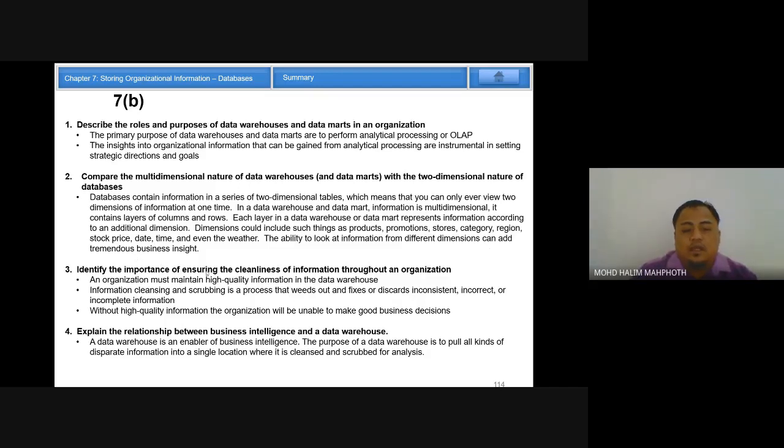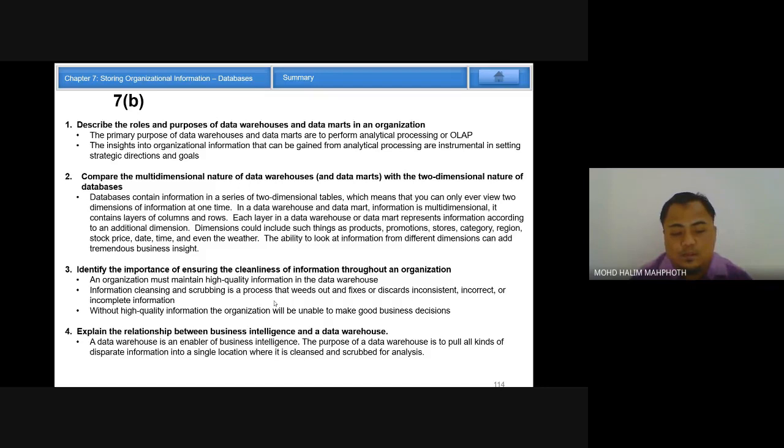Next, identify the importance of ensuring cleanliness of information throughout the organization. So how do you do this kind of maintenance, to make sure you can pull good quality data? Without high quality information, the organization will be unable to make good business decisions. So make sure you do a lot of this kind of procedure, cleansing and scrubbing.